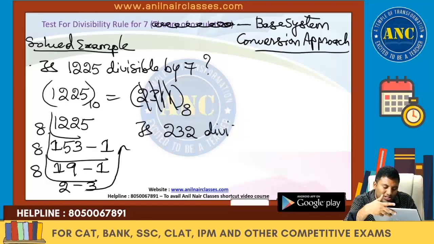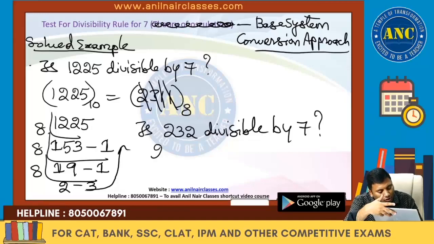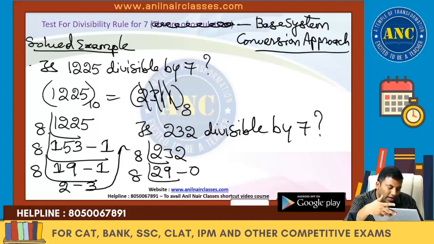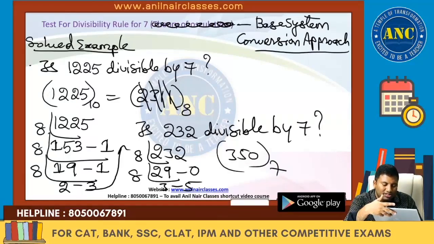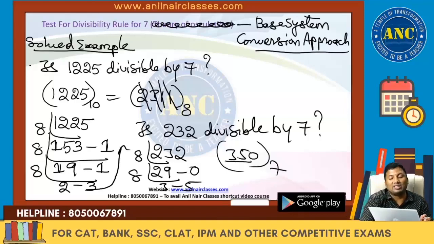Is 232 divisible by 7? 232, I will divide it by 8. 8 twos are 16, 72. 8 nines are 72, 0. 8 threes are 24, 5. 350 in base 8; when divided by 7: 3 plus 5 is 8. 8 is not divisible by 7. So 232 is not divisible by 7. I hope it is clear. Idea clear? Are you all with me?